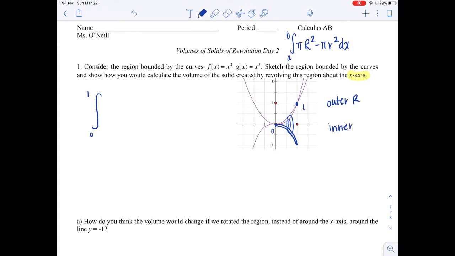Now the tricky part with this one is that the outer radius and inner radius might not be exactly what you'd expect. Most people would think that x cubed is going to be a bigger value than x squared, but on the interval from 0 to 1, think about doing 1/2 squared. Think about doing 1/2 cubed. 1/2 cubed actually comes out to be 1/8, which is smaller than 1/4. So actually the inner function is the smaller one, x cubed, and your outer function is the bigger one, x squared. Okay, so on this interval, you're going to do pi times your outer radius, which is x squared squared, minus pi times your inner radius, which is x cubed squared dx.